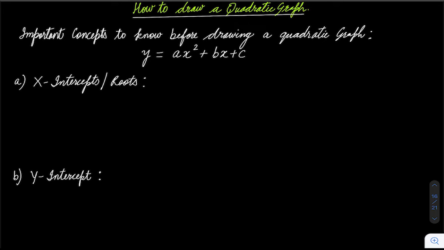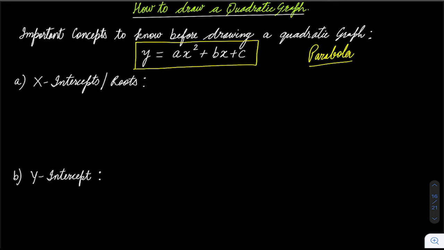Now, let's take a general quadratic, ax square plus bx plus c. So everything will be in reference to this. Okay, so the first thing that we must know is x-intercepts or roots. Whenever a quadratic graph, which we know will be a parabola, or parabolic in nature, crosses the x-axis, those points are known as x-intercepts.